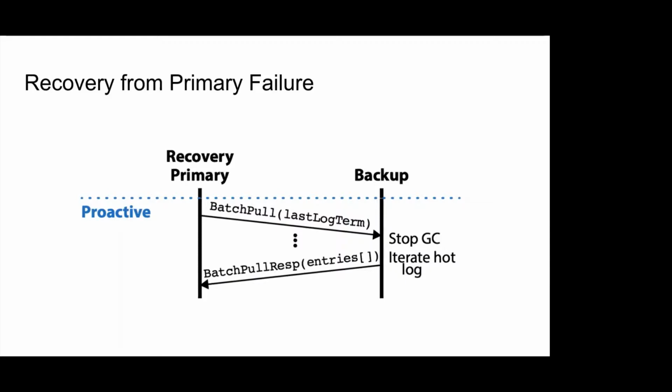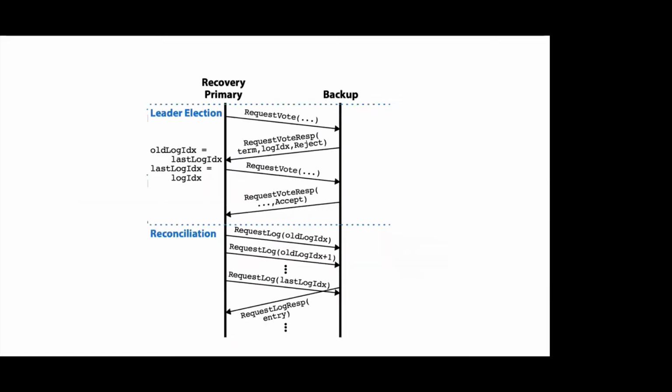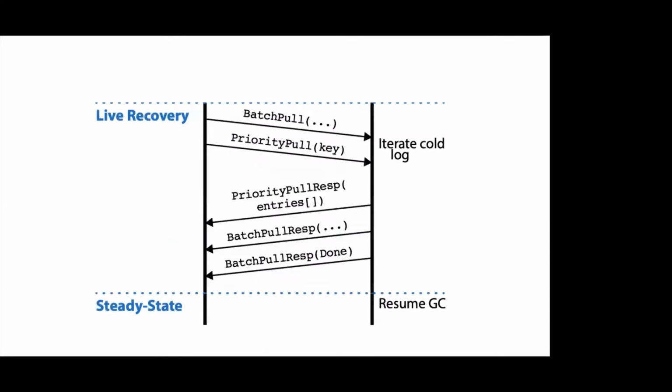So after proactive recovery starts, the leader election starts if the system has gone into failure. After that, the log reconciliation starts, which is something that we discussed earlier. Now, once the primary has received all logs from the backups, it's sufficiently up to date. That's when the live recovery begins.